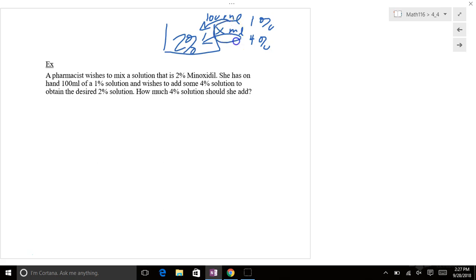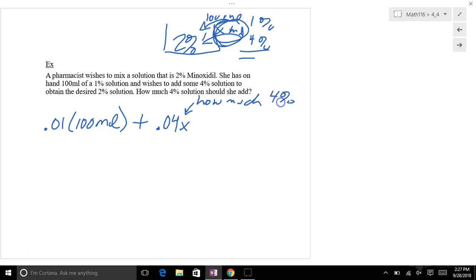Okay, so the question is how much of the more potent 4% we're going to throw in here. So she's got 1% of this 100 milliliter solution. She's going to add in the more potent 4%. We just don't know how much. This is how much of the 4% she's going to put in, right? X amount, X milliliters. Because she's got to end up with a 2%. Well, how many milliliters does she have? She's already put in 100 milliliters. She's going to throw in X amount more. So it's 100 plus X total milliliters. That's how much total 2% she has.